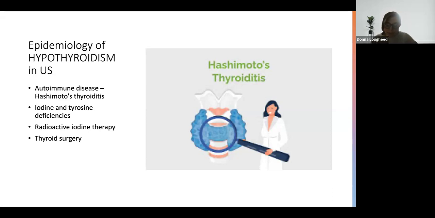Hypothyroidism can also be associated with iodine and tyrosine deficiencies because they are needed for the synthesis of thyroid hormone. This type of hypothyroidism is rare in the US because of the use of iodized salt in our diet.